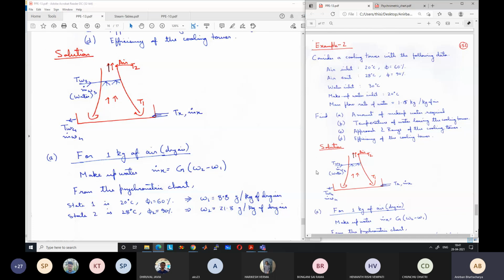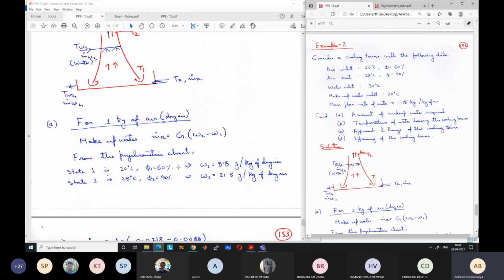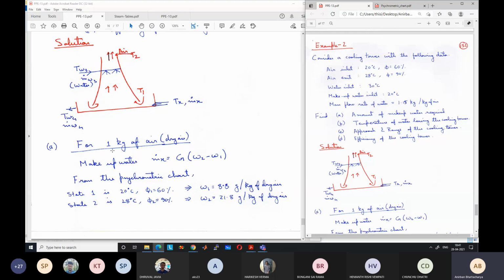So first we want to find out the amount of makeup water required. The amount of makeup water required is the change in the amount of water vapor that is contained in the air. At the inlet the water vapor was G into omega 1, now it is G into omega 2. And G we are taking as 1 kg because we will do the calculation per kg of dry air. So for 1 kg of dry air, the makeup water required is omega 2 minus omega 1. Now we have to find out what omega 2 and omega 1 are.